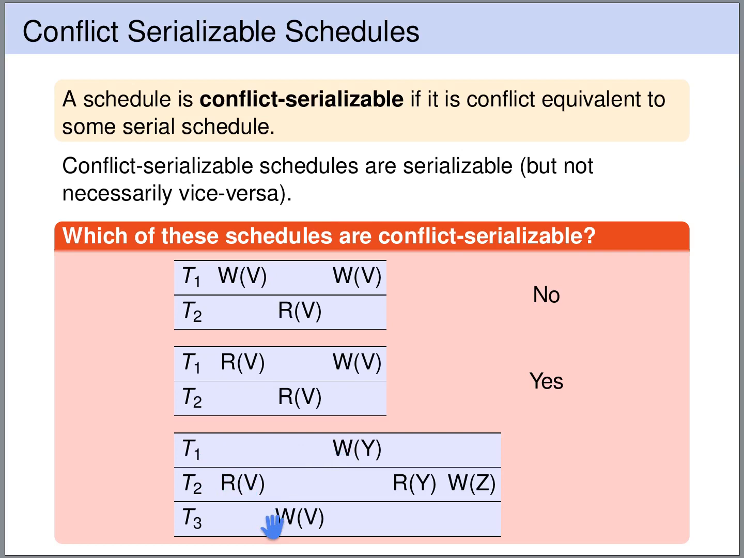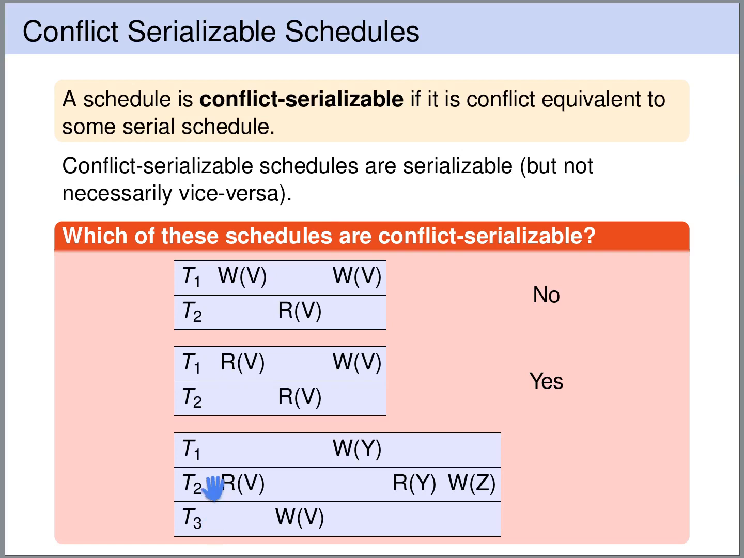Let's see whether we can do this by some swaps. So can we bring T1 in front? We have a write of y and here we have a write of v. These are not conflicting because they concern different objects, so we can swap these two. Okay, now the write of y is one step further in front. The write of y does also not conflict with the read of v. Again, they concern different objects. So indeed we can swap T1 fully in front. So T1 is fine. Now we just have to consider T2 and T3.